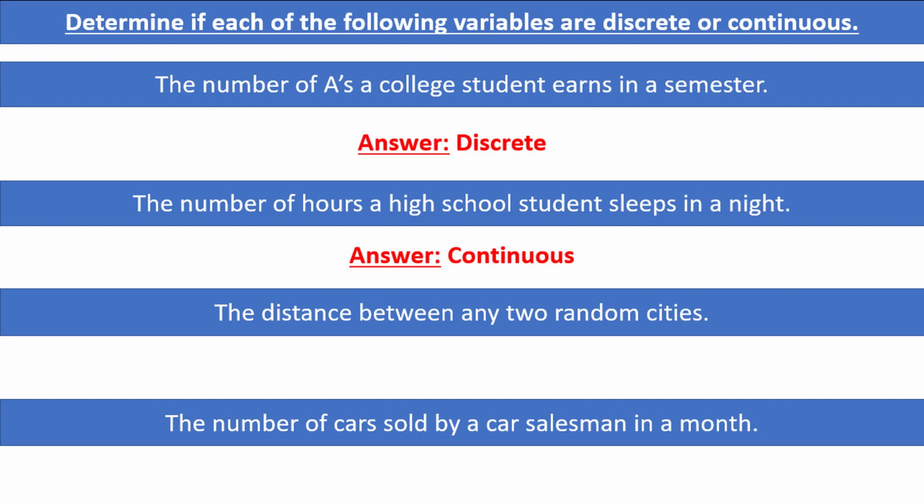The distance between any two random cities is continuous. Distance might be measured in miles, and we aren't restricted to the whole number miles. There could be perhaps 100.37 miles between two cities, which makes this variable continuous. The number of cars sold by a car salesman in a month is discrete. The salesman could sell 0, 1, 2, 3, or even more cars in a month, but it wouldn't make sense to sell a partial car. We are restricted to the whole numbers, so this variable is discrete.